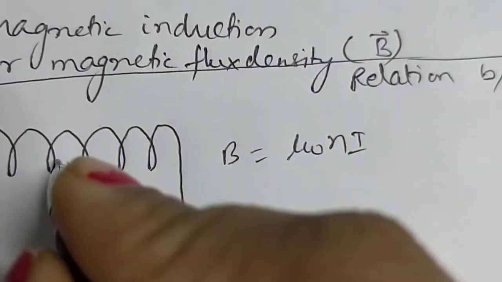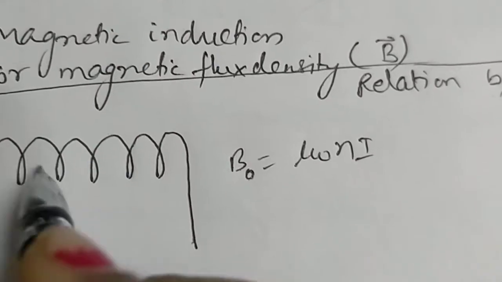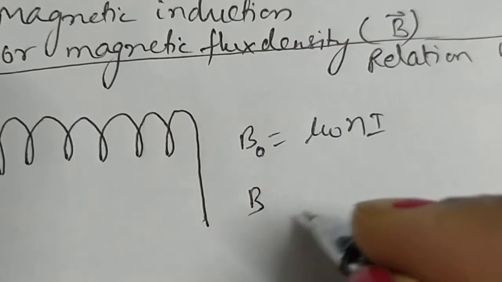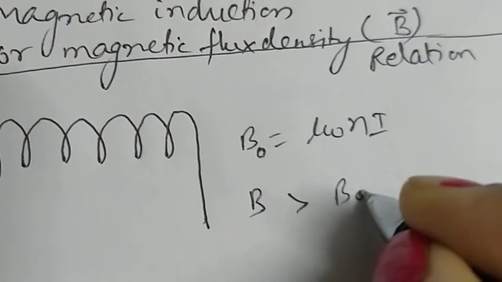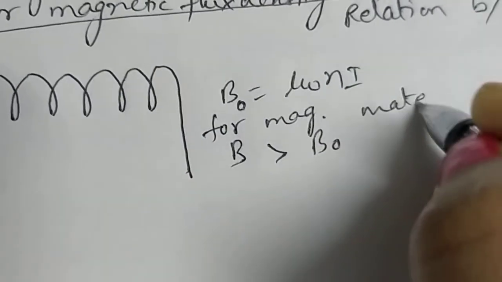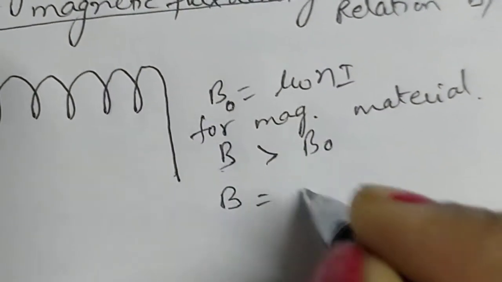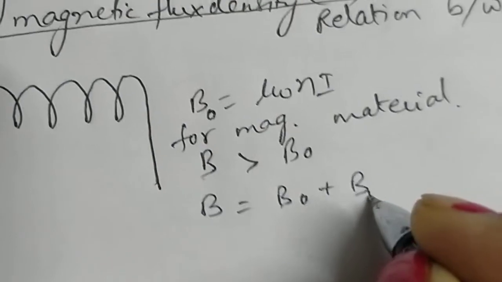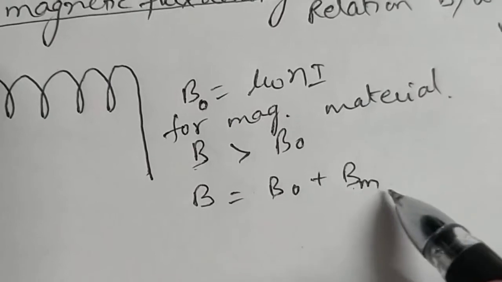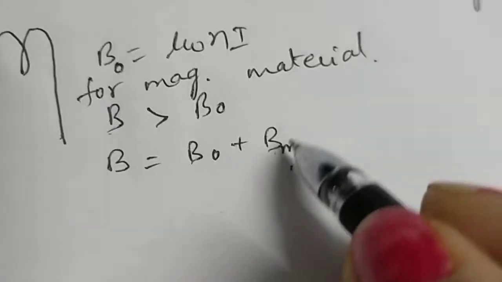So initially there is nothing, free space, so this is the magnetic field inside. Now if you put some magnetic material, the magnetic field will increase. So the new magnetic field B will be greater than B naught for magnetic material. Because B is greater than B naught, I can write B as B naught plus something. This something I can write as Bm. B naught is the magnetic field in free space, and Bm is the extra magnetic field because of the magnetic property of the new core which we have given.